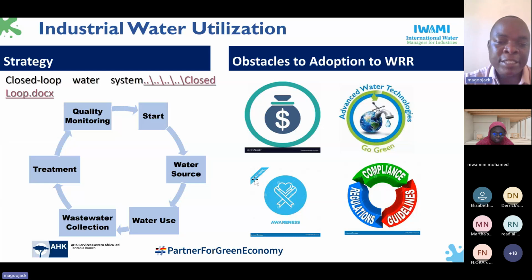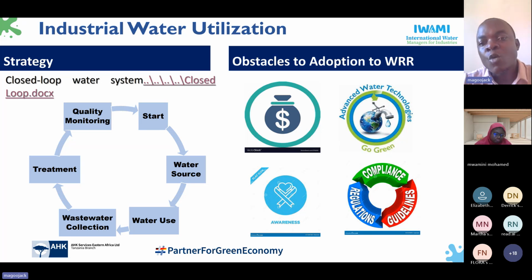But sometimes if the quality is not as high as expected, the water can be either discharged or sent back for further treatment. But as I said, in Tanzania it is not common to find industries with this system that can minimize the amount of water used within the industry. But there are various reasons. There are various obstacles to the adoption of water reuse and recycling in our country.